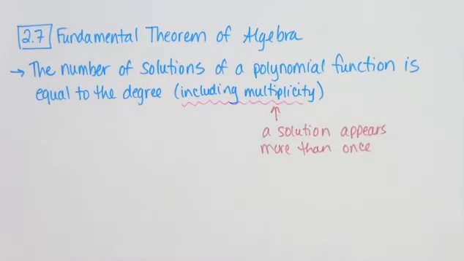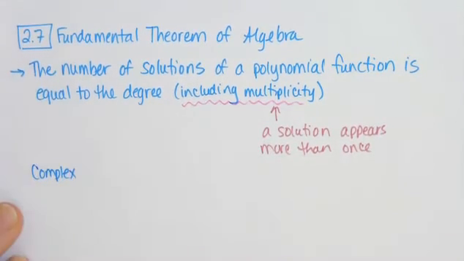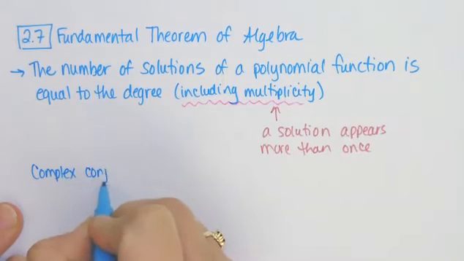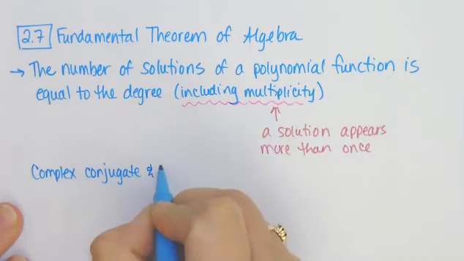Now you know that not all of our zeros are always nice. We don't always get answers that are x equals 2, x equals 5. Sometimes we get some ugly ones. And this is where we're going to look at complex conjugates and irrational conjugates.